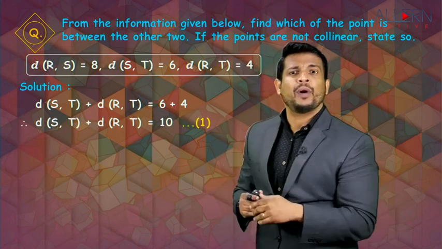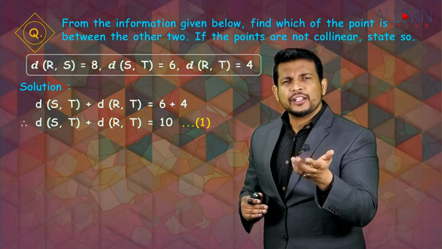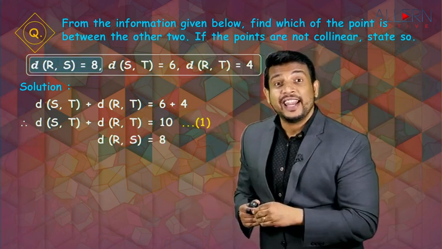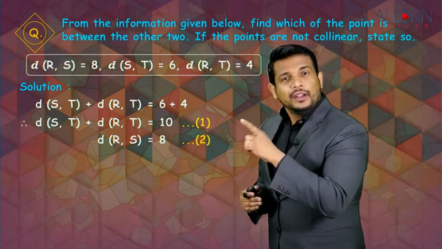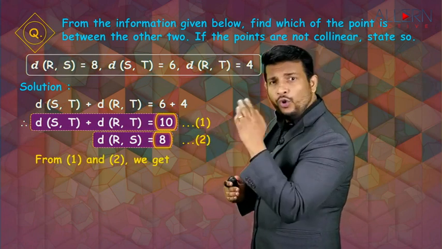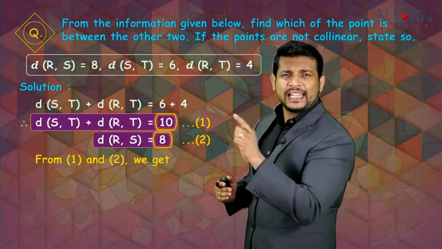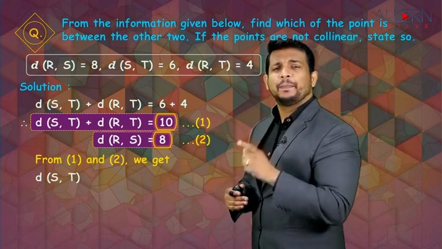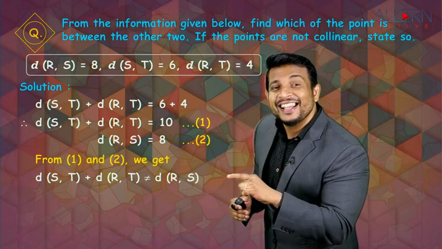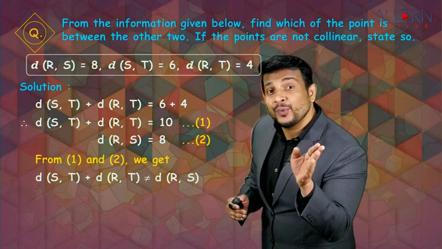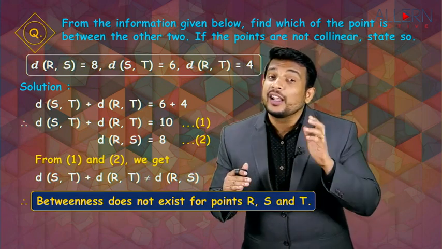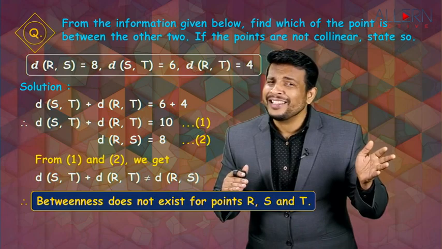We mark it as result number 1. Now, which is the longest distance given to you? That is distance between R and S. So we write the distance between R and S. How much is that? It is 8, and that's result number 2. Look here, result number 1 and result number 2. Here it is 10, here it is 8. Are they equal? No. That means from 1 and 2, distance between S and T plus distance between R and T is not equal to distance between R and S. That means there is no betweenness. So we say that betweenness does not exist between these points R, S and T. Was that easy? Very easy, right?